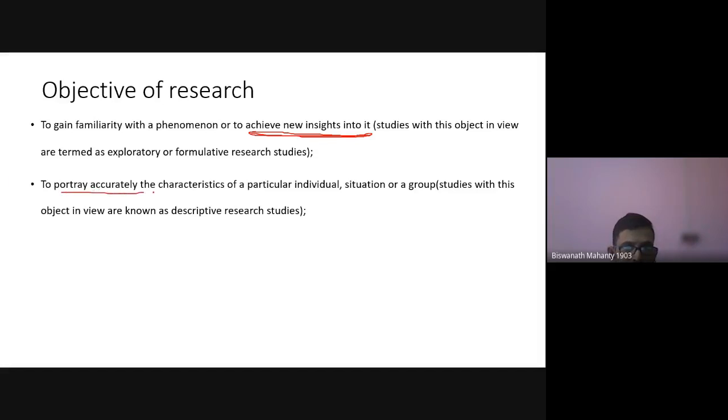You have to portray accurately the characteristics of the particular individual, situation, and group. Okay, what does it mean? Here you have to characterize, right? So you are doing a study with laboratory animals. That is still allowed, right? With ethical clearance, animal ethical clearance we have in our institute, you can do some study with rat, mice, guinea pig.